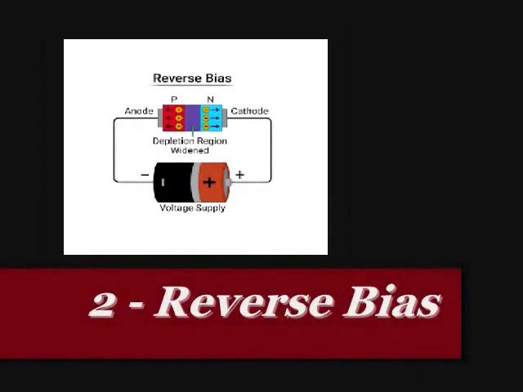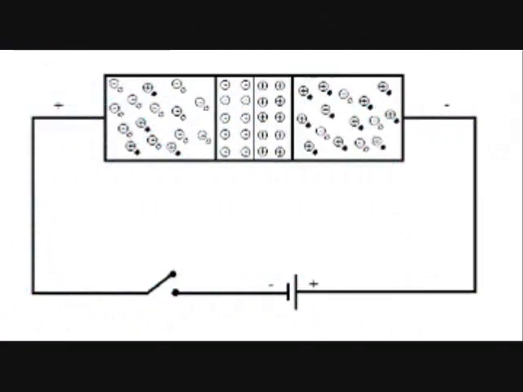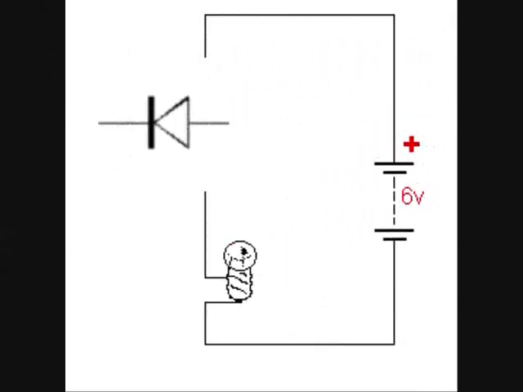Two. Reverse bias. If we reverse the direction of the supply applied to the diode and connect the positive terminal of the power supply to the N region and its negative terminal to the P region, it causes the holes to retreat to the other side of the junction and the electrons to move in the opposite direction.